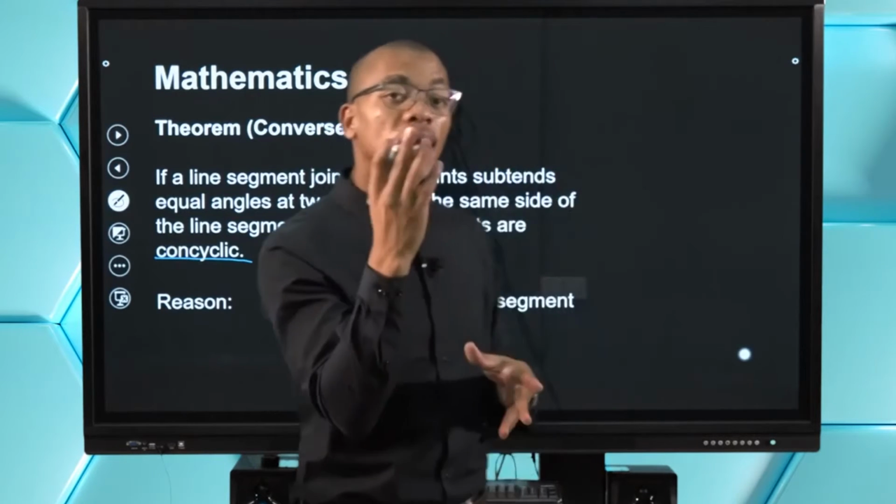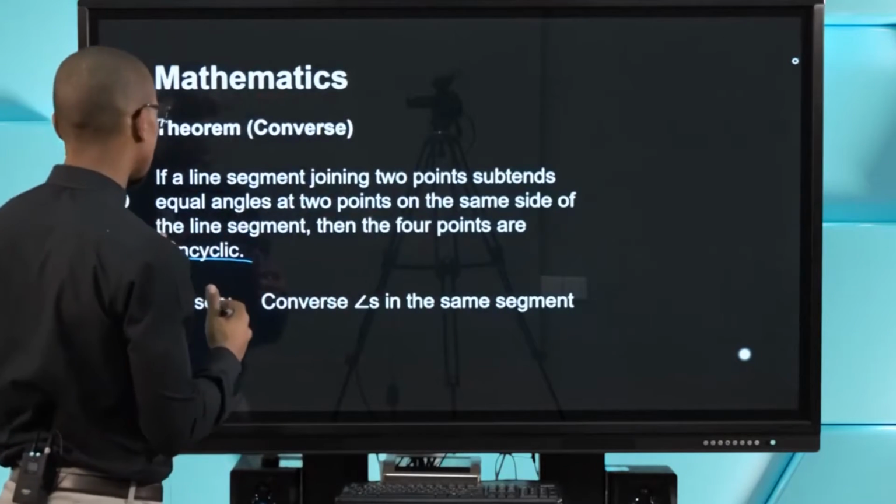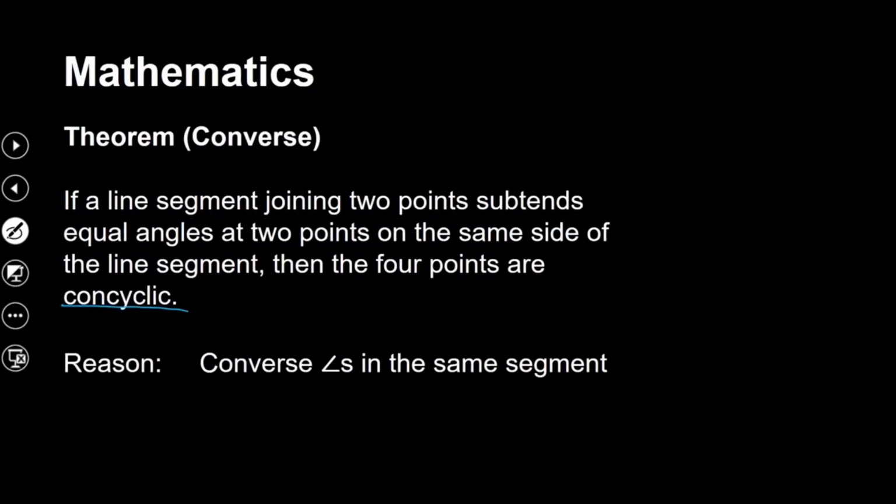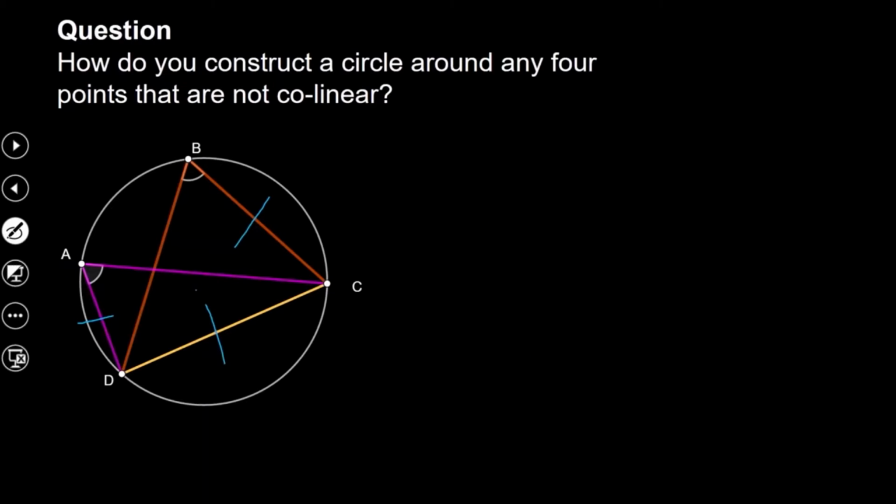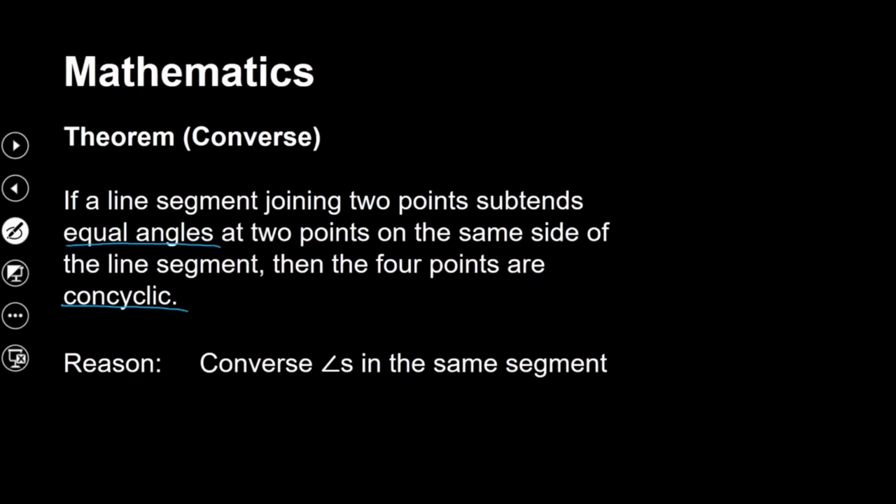So meaning, with this particular converse that I have here, if the line segment joining those 2 points subtends equal angles at 2 points on the same side of the line segment, then those 4 points are concyclic, which is this particular case that I have here, as I showed you when you're trying to construct a circle around these 4 points. And then our reason is converse angles in the same segment.